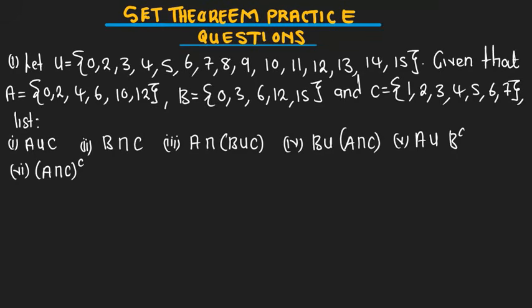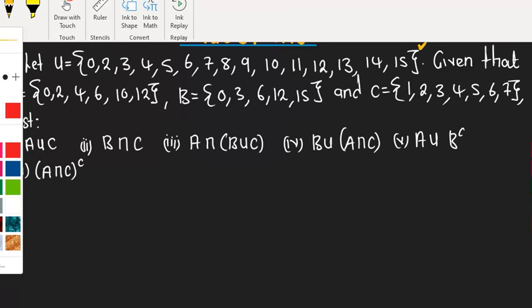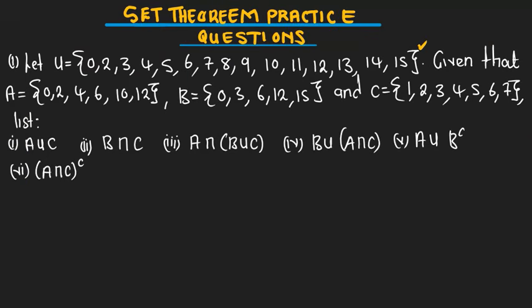We have been given a question. They are saying, let this be the particular set that we have there. That is the set that we have been given. And then they are saying, given that A is this set, B is this set, C is this set, we list A union C. So I'm going to say solution.